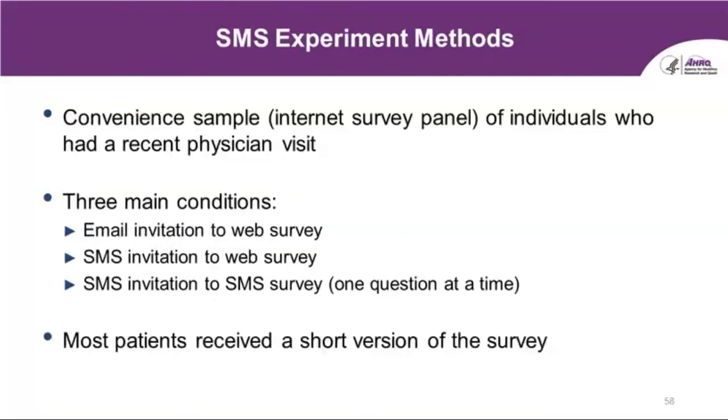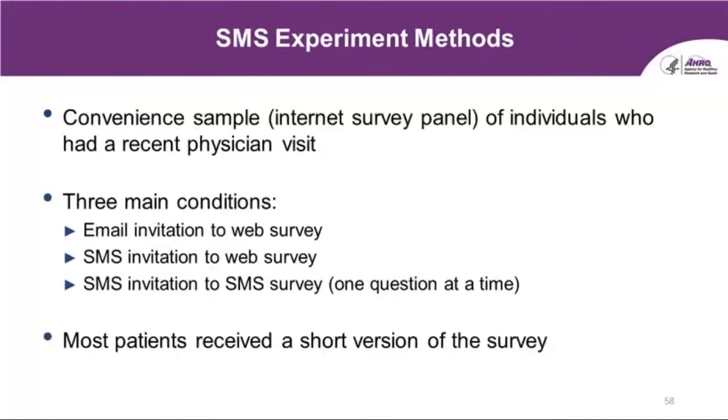This study was done with a convenience sample, and one of the participants asked about what some of the HIPAA concerns are. We may come back to that, but this is a convenience sample of people who were in a panel who had had recent physician visits. There were basically 3 conditions: email invitation to a web survey, SMS invitation to a web survey, and an SMS invitation to an SMS survey.